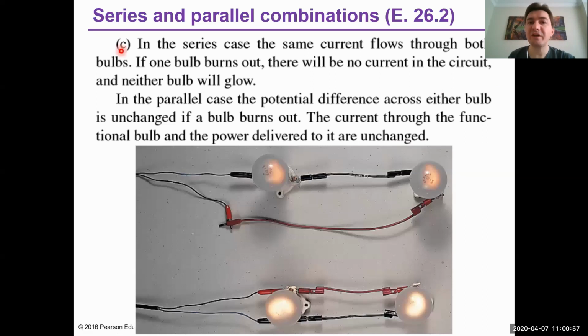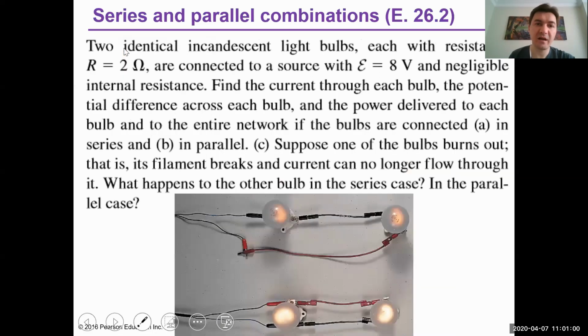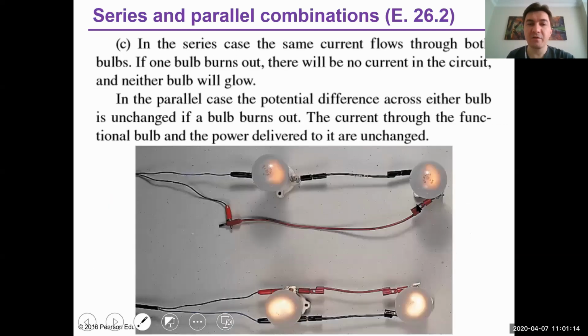So what was the last question? Look at the example. What was the last question? Suppose one of the bulbs burns out. What happens to the other bulb in the series case? So in series case, if this bulb is broken, then we don't have any complete circuit. Circuit is broken. We have an open circuit, so current cannot pass through that circuit. So if this is broken, this will also be off, okay? There will be no current passing through that resistance.